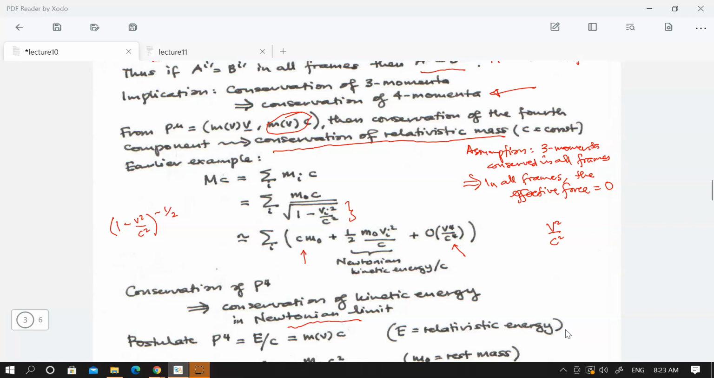You see that the speed of the particle itself contributes to this relativistic mass. So you have this rest mass energy, and you add to it your Newtonian kinetic energy term, and then you have the higher order terms. Usually v is much less than c, so we can ignore those. That tells us about this conservation of kinetic energy.